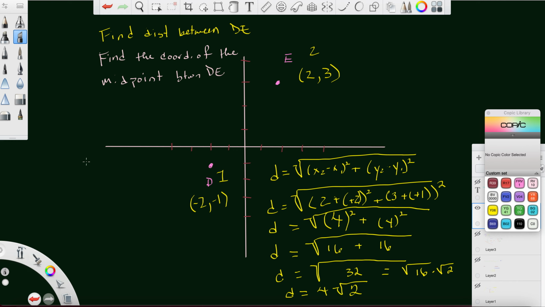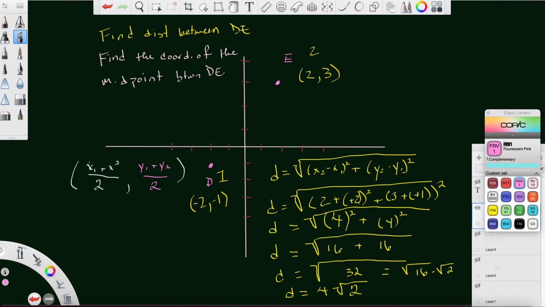How do we find the coordinates of a midpoint? Well, the formula is this. We say x1 plus x2 divided by 2, and then I'll change colors just for fun, y1 plus y2 and divide that by 2, right? Because we're finding the average of those coordinates.